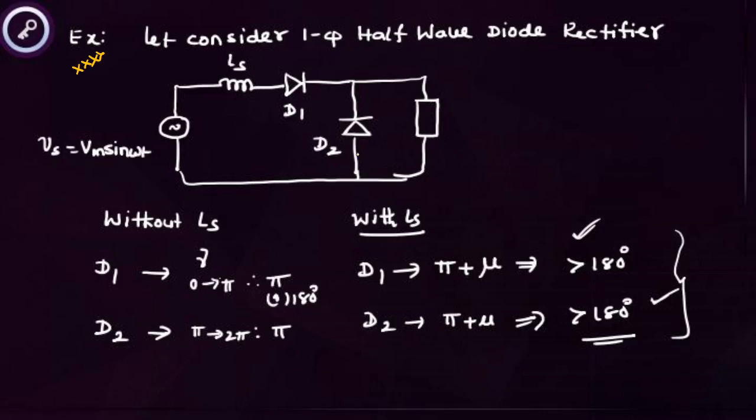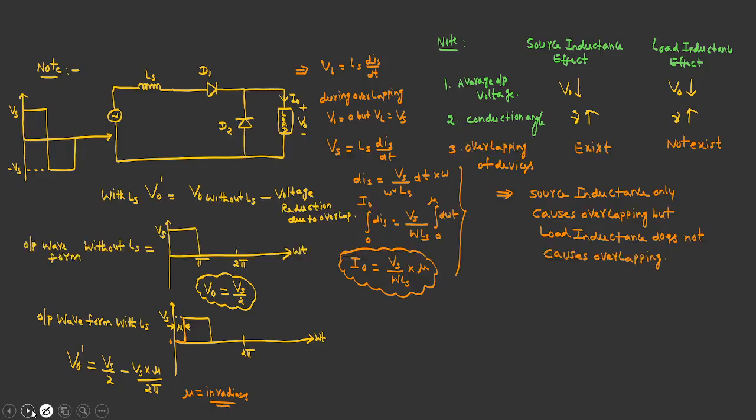Let's consider single phase half wave diode rectifier given like this. Without Ls, what is each diode conduction angle? This is pi, this is pi. That is, without Ls, each diode conduction angle is pi. But with source inductance, I told already, due to source inductance effect, the overlap angle is added. Then conduction angles increase now. It is increased by mu angle, where mu is the overlap angle, students. That means D1 conduction angle is greater than 180. Even D2 conduction angle is also greater than 180. Without Ls, each is 180. With Ls, greater than 180. Why? Because of overlapping of the devices. That you have to concentrate.